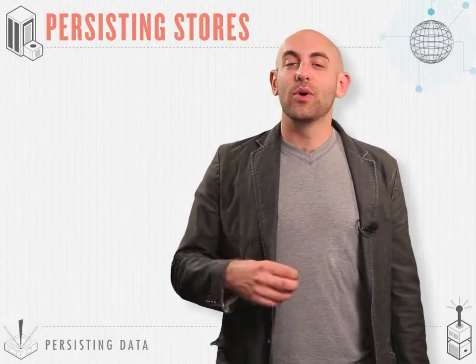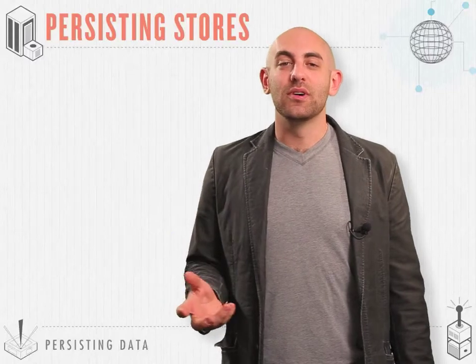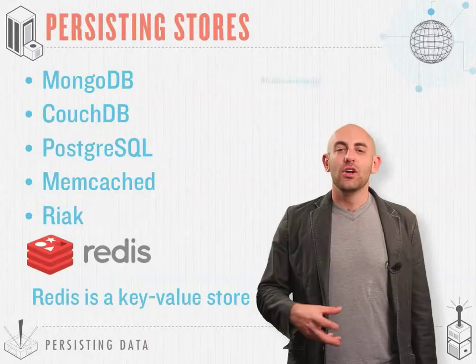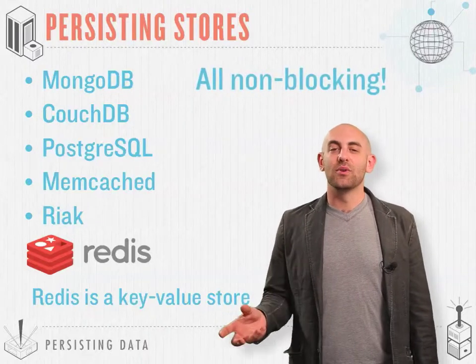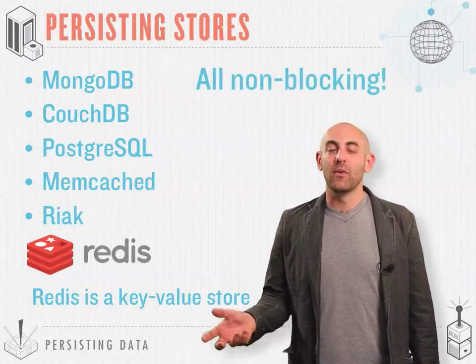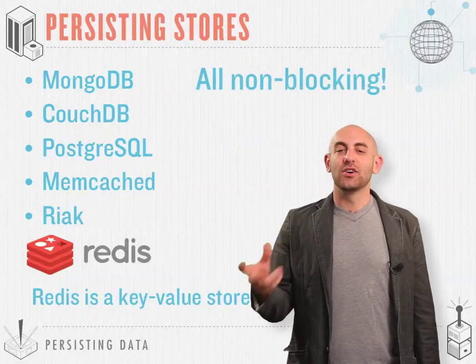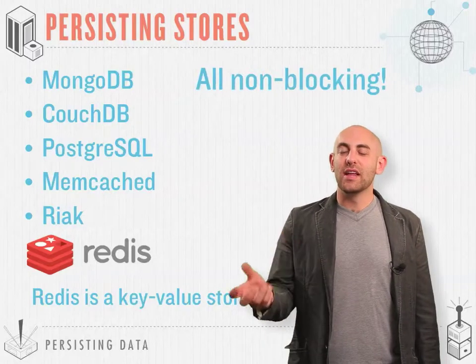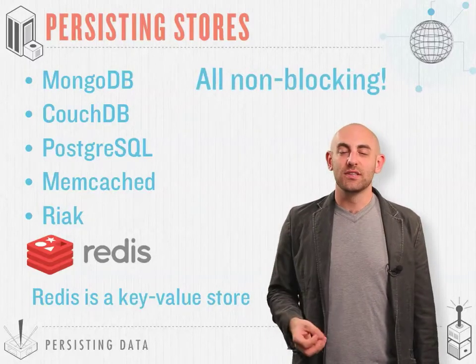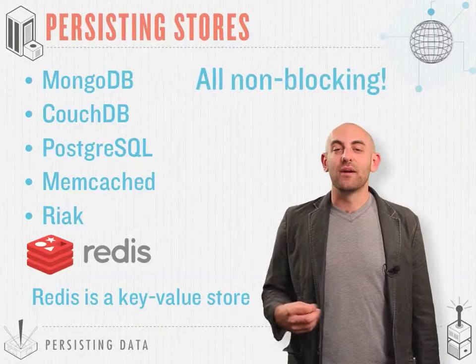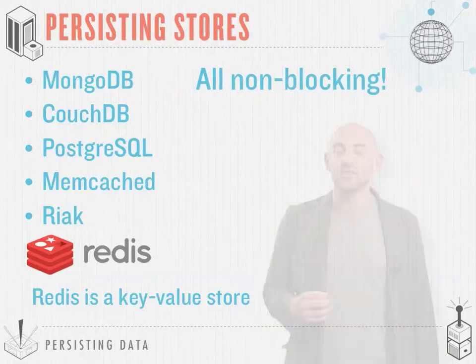And luckily, Node works really great with a bunch of data stores, like MongoDB, CouchDB, PostgreSQL, Memcached, Riak, and Redis, which is a key value store. You can use all of these persisting data stores in Node.js in a non-blocking way. And what's great about that is, say you can send a query and you can tell it to call back when the results come in, instead of having to block and wait for those results. So for our chat application, we're actually going to choose to use the Redis library to do persisting messages.